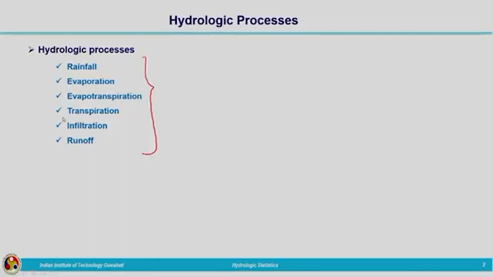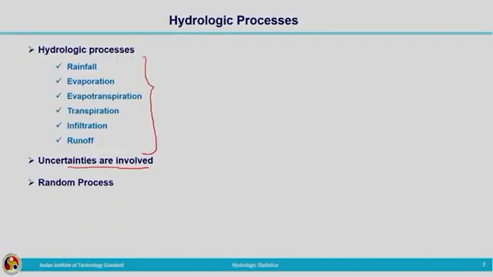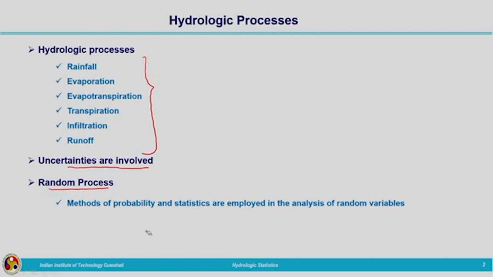Now, when we talk about these hydrologic processes, certain uncertainties are involved with this. These uncertainties may be arising due to the characteristics of the variables which are causing this particular process. The variables involved in the process called rainfall are stochastic in nature. That is why these processes can be modeled as random processes, and hence there is a need of methods of probability and statistics for the analysis of random variables.